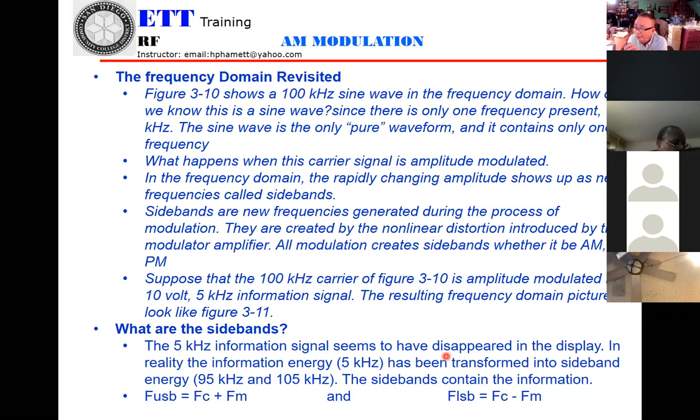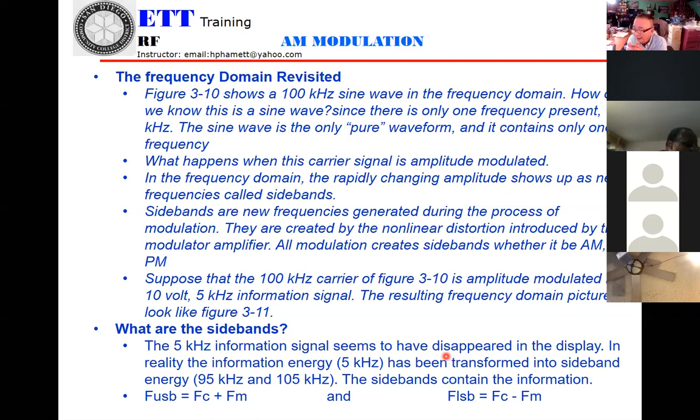Sidebands are new frequencies generated during the process of modulation. They are created by nonlinear distortion introduced by the modulator amplifier. All modulation creates sidebands, whether it is AM, FM, or PM.